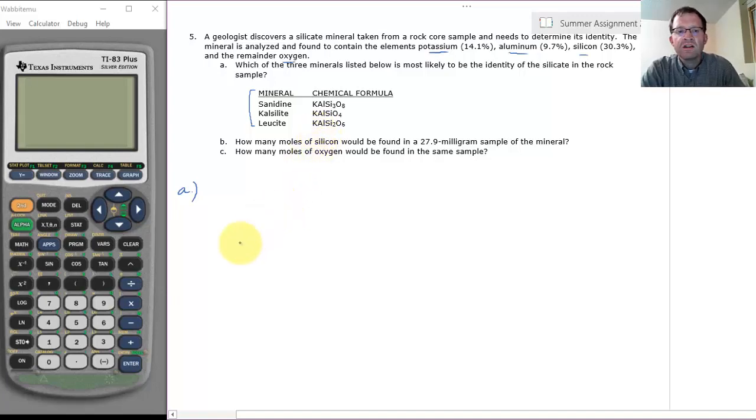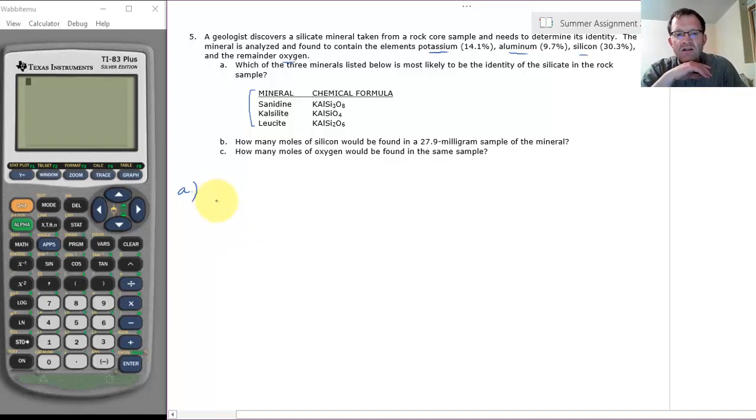So to figure out which one it is, we need to do a little bit of analysis. And the math that we're about to do here is kind of like the stuff we did in questions 1, 2, and 3, at least for the first part of this problem. And then we go on to a couple of conversions that are a little bit more like what we saw toward the end of number 4 as parts B and C here.